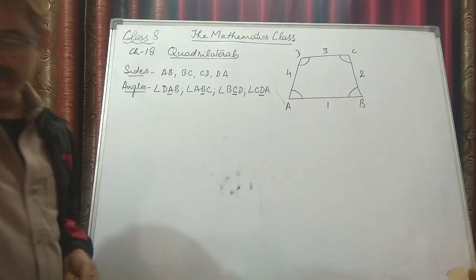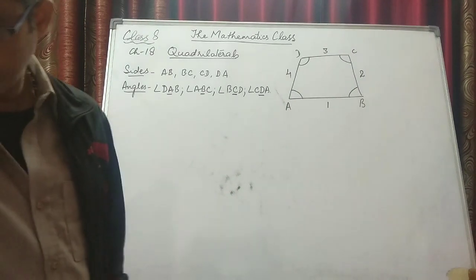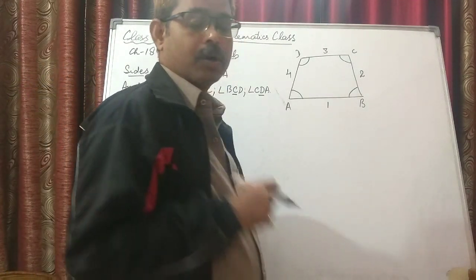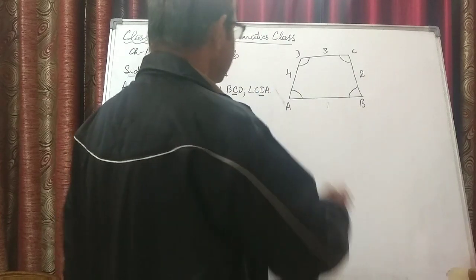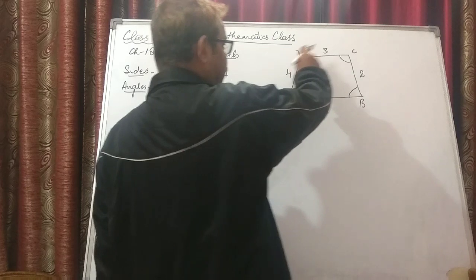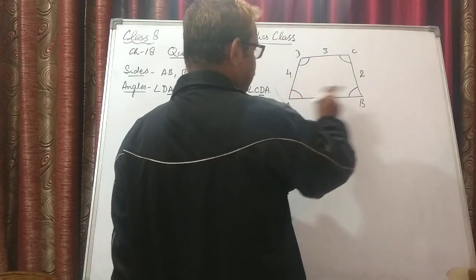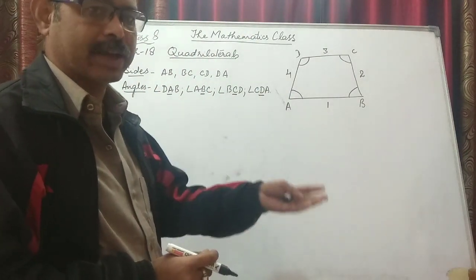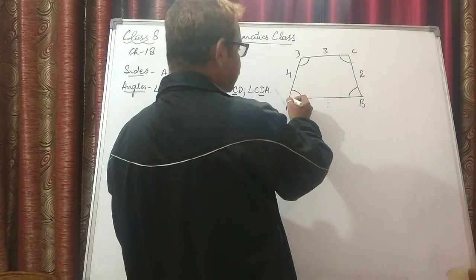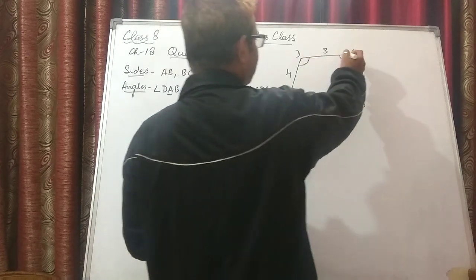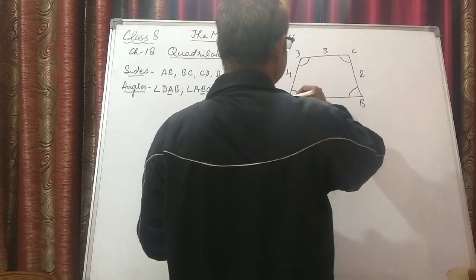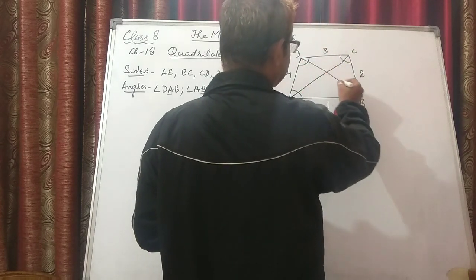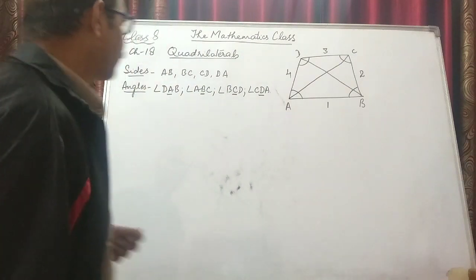Now what are the diagonals of a quadrilateral? A line joining 2 non-consecutive vertices. This is one vertex, second vertex, third vertex, fourth vertex. So 2 non-consecutive, consecutive means next to next. So if this is first, this can be taken as second, so this will be the third. So non-consecutive means first and third. So this AC and this BD are the diagonals of the quadrilateral.